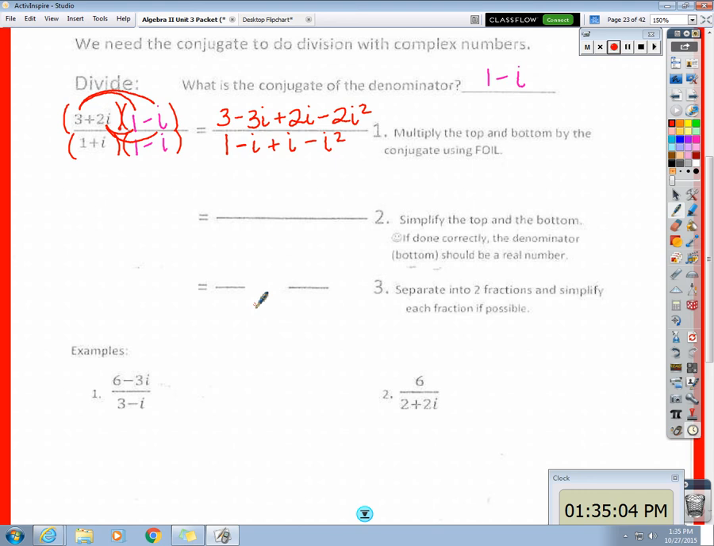The whole goal here is to get the imaginary number out of the denominator, so you multiply both the top and bottom by the complex conjugate of that denominator. And when we did that, we saw that we had to FOIL. Now let's just start simplifying. Focus on the numerator. What can be done to simplify the numerator?